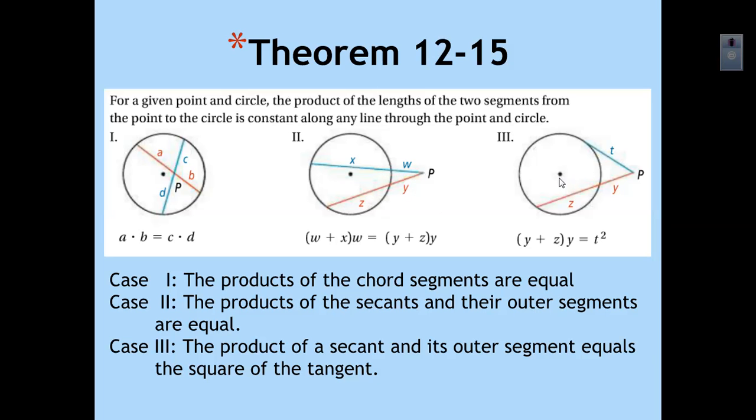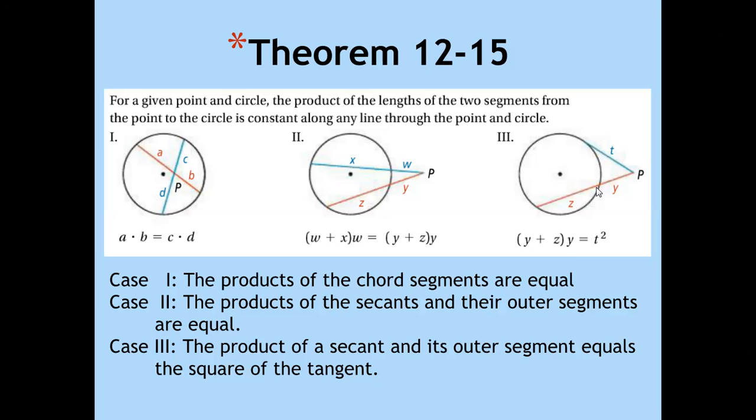Now, in case 3, because we have a tangent, this line doesn't go inside the circle. It stops right here at the point of tangency. But the same equation can apply. The outside length times the entire length means it's going to be t times itself, which is t squared. The outside length here is y times the entire length, which is z plus y, or y plus z. And so that's just like we did in case 2.